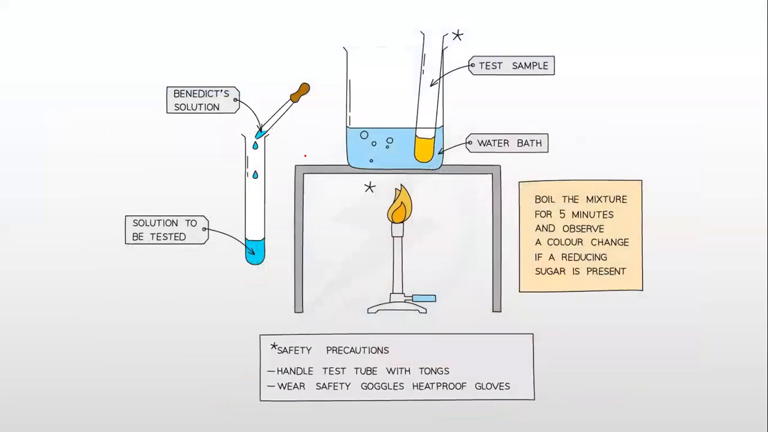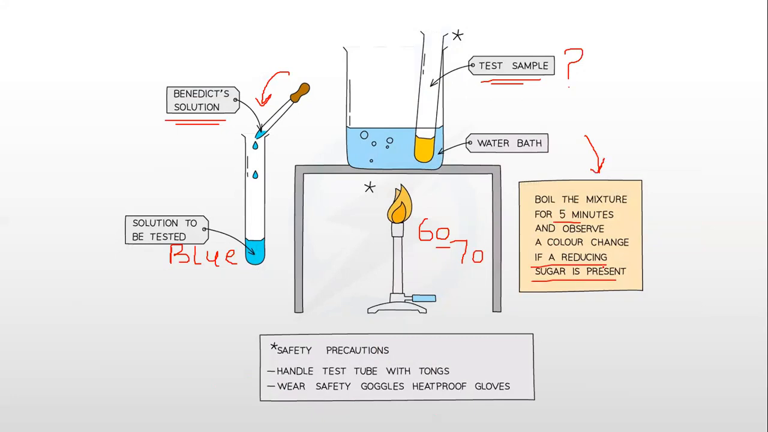So here we have the whole experiment. This is the test sample; the yellow color is the test sample that you don't know whether it contains glucose or not. You're going to add a few drops of Benedict solution. Now what is the color of this solution? Blue. Now you're going to heat this test sample in a water bath at a temperature of roughly 60 to 70 degrees Celsius. Boil the mixture for 5 minutes and observe the color change if a reducing sugar is present.